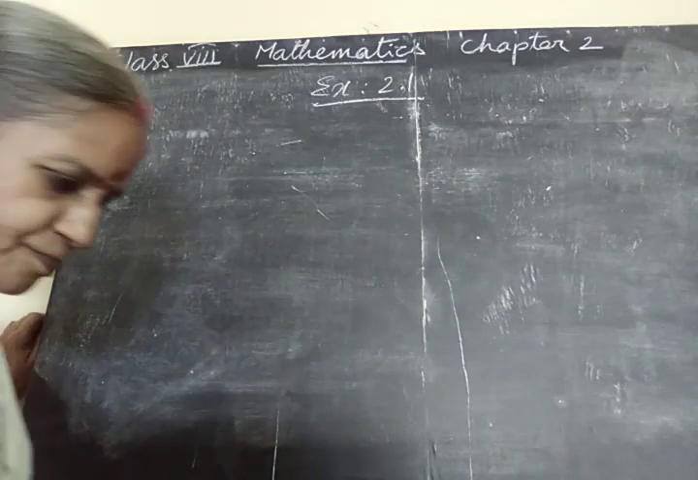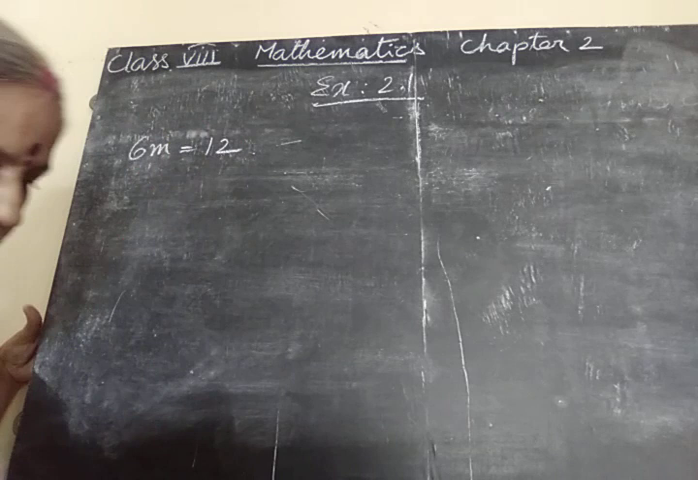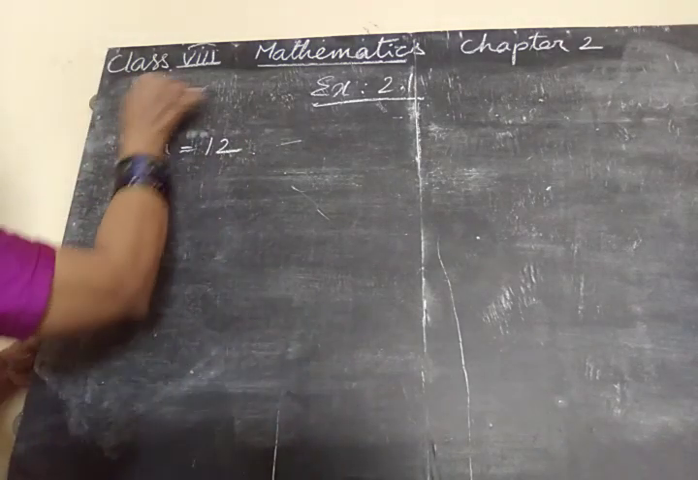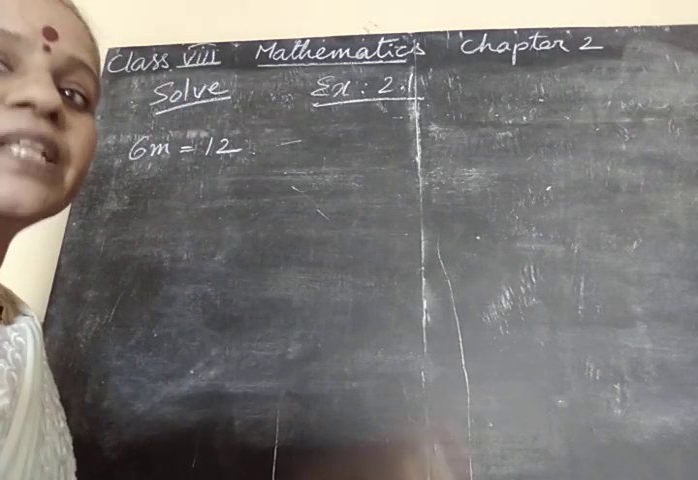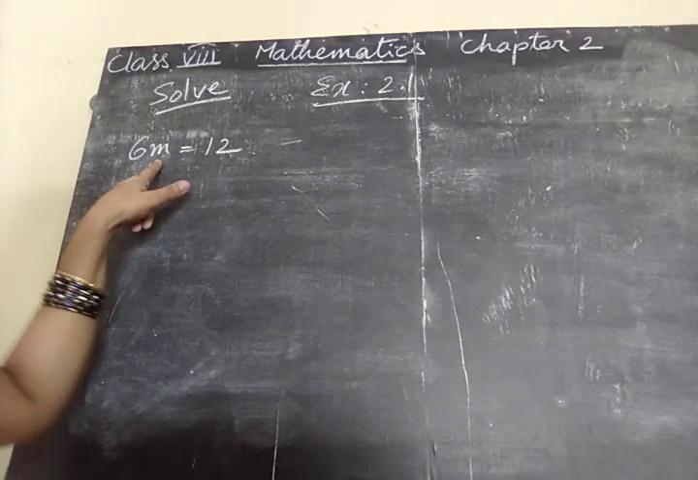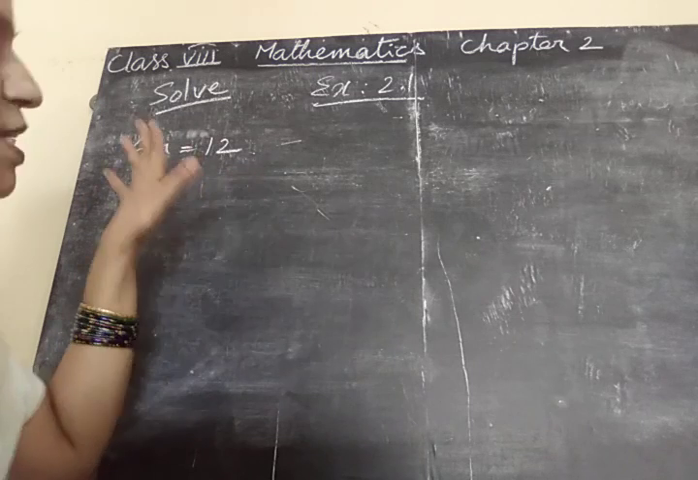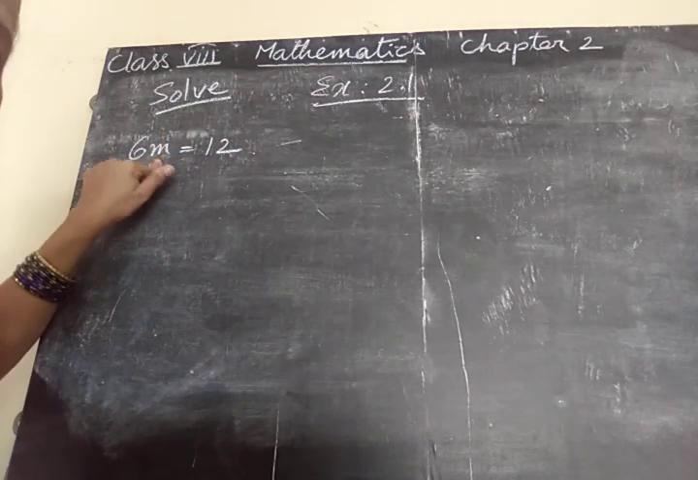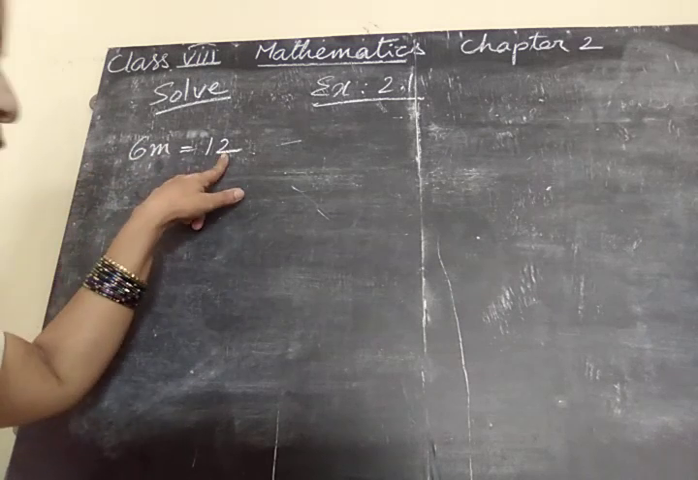First question. 6m is equal to 12. See, what is the meaning of solve? Find the solution. Solution means what? The value of the variable which satisfies the equation is called the solution. So, which value of the variable satisfies this equation, 6m is equal to 12?